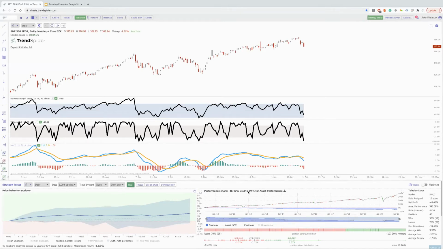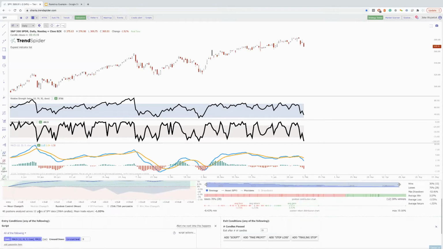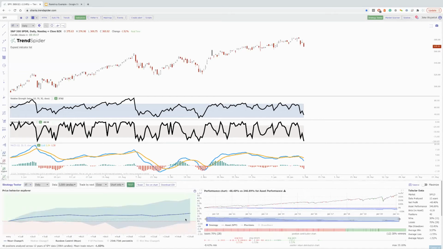If you're not beating buy and hold, so for asset performance, this second number is just if you bought and held SPY over the last 12 years, you'd be up 346%. So what you really want is for your strategy, this first number, to be higher than this number. Because if it's not, there's no point in trading. You might as well just buy and hold the stock rather than waiting and seeing if there's a specific type of edge you're getting using this.